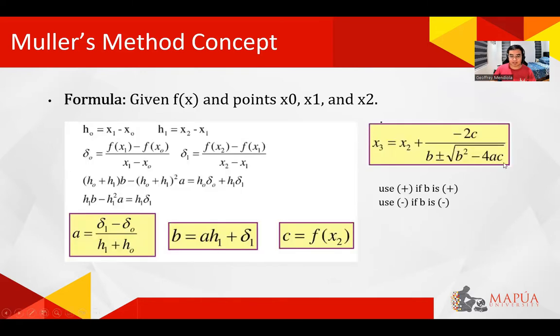So here is the formula that is used for Muller's method, and we are given the function of x and the points x0, x1, and x2. First, we have to find x1 minus x0, and then x2 minus x1, and then we have to find d0 and d1, and then here we have the formulas for a, b, c, which is then plugged into this equation. The plus or minus sign here is positive if the sign of b is positive and negative if b is negative.